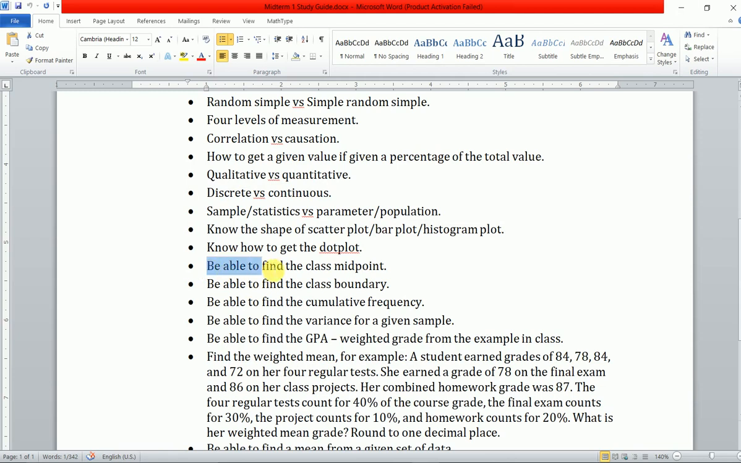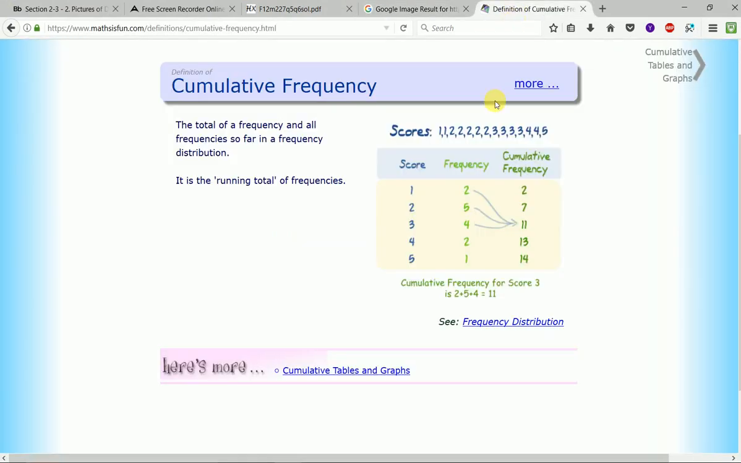And be able to find the class midpoint, you already know that from the quiz. Be able to find the class boundary, it's easy. Be able to find a cumulative frequency. Okay, let's go back here. The definition for the cumulative frequency is the total of a frequency, or the frequency so far in the frequency distribution.